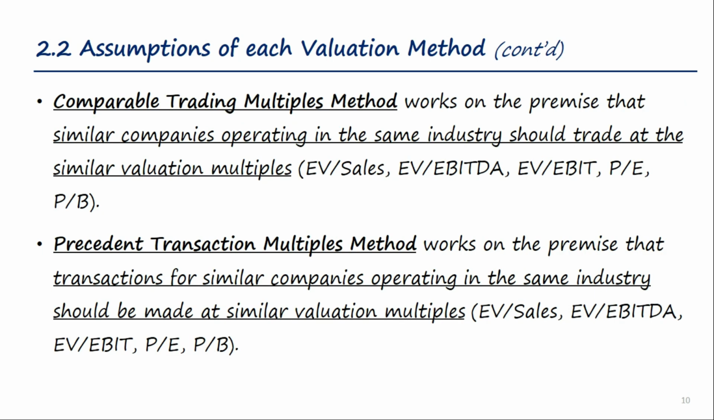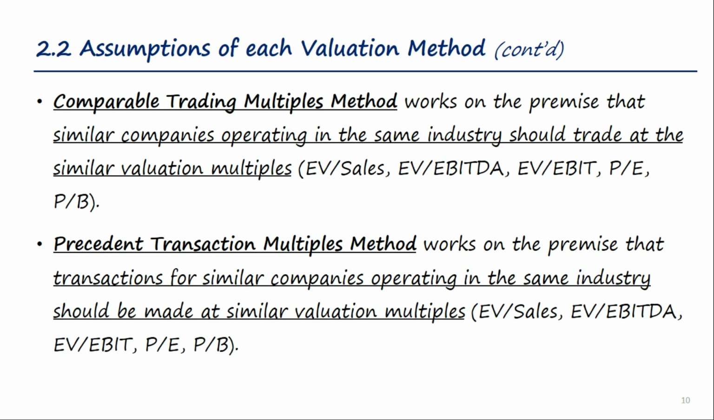Then, we have the comparable trading multiples method, which assumes that similar companies, with similar size, operating in the same industry, should trade at similar valuation multiples. In other words, our company should be worth based on valuation multiples of other similar listed companies. The most commonly used multiples are the enterprise value to sales, the enterprise value to EBITDA, the enterprise value to EBIT, the price to earnings, and the price to book value of equity.